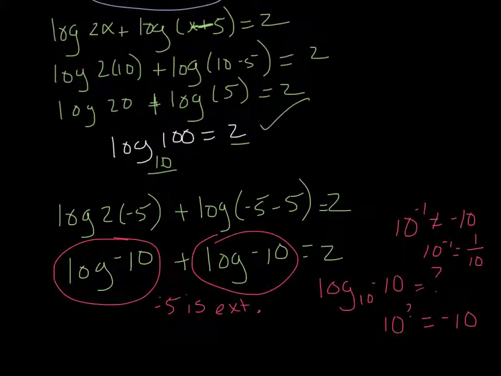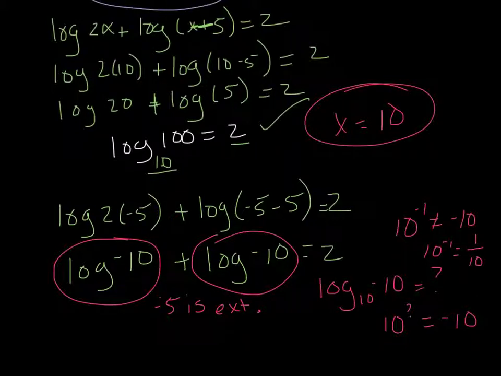And again, I know that because if I was to input it, I would be taking the log of a negative number, and I can't do that. So negative 5 is extraneous. My only solution is 10, because I can't take the log of a negative number. And again, we could test this out. You could type it in on your calculator. If you tried to type this in on your calculator, it would actually give you an error, and that would be another way to clue yourself in.